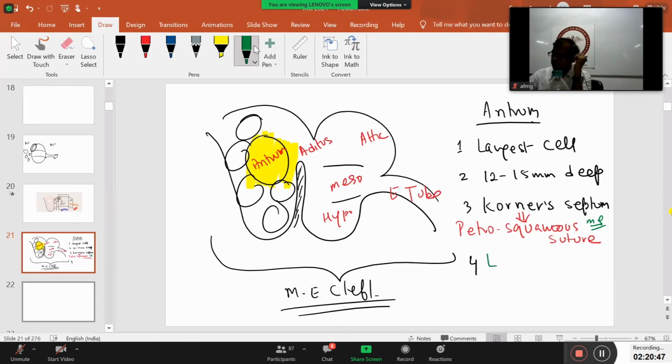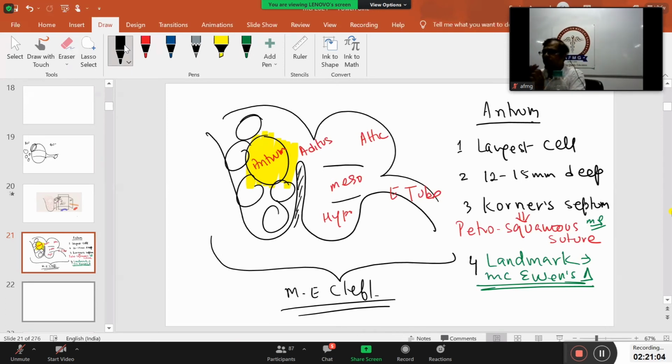And the last thing you have to know is the landmark of mastoid. The landmark of mastoid is called McEwen's triangle. McEwen's triangle is a landmark for mastoid. So four points about the mastoid, and that's it. McEwen's triangle has one more name. McEwen's triangle is also called suprameatal triangle.